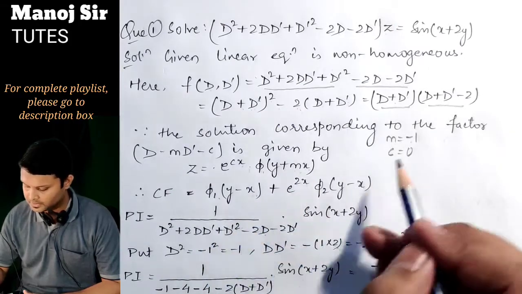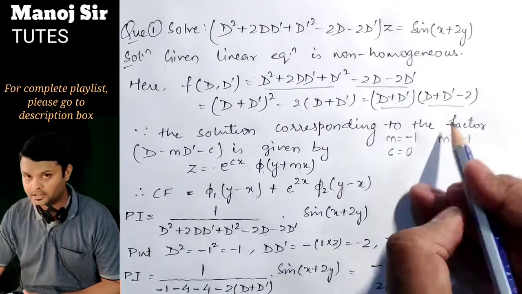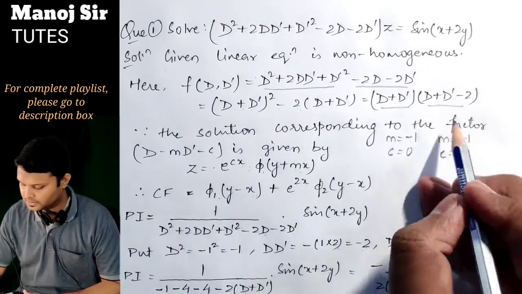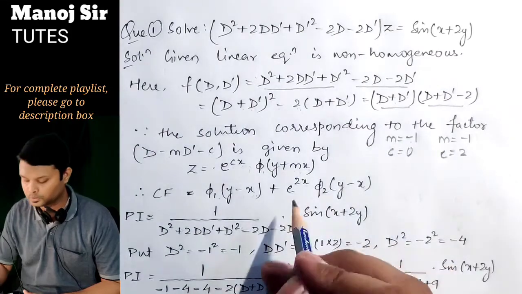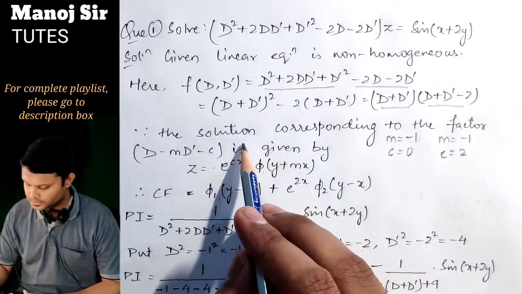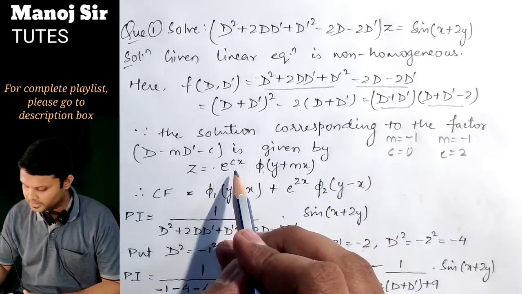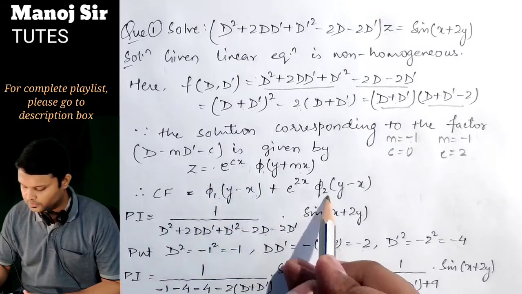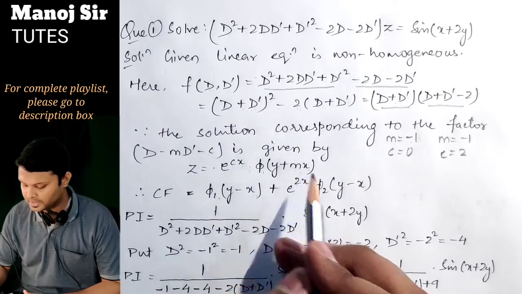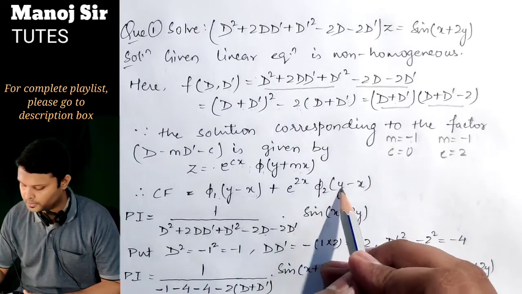Similarly, coming to the second factor, the value of m is again minus 1. And if you compare this, you will find the value of c is 2. So the solution corresponding to this factor is z equals e to power, in place of cx we need to write 2x, into phi 2 of y plus mx. What is m? That is minus 1. So here it is going to be phi 2 of y minus x.